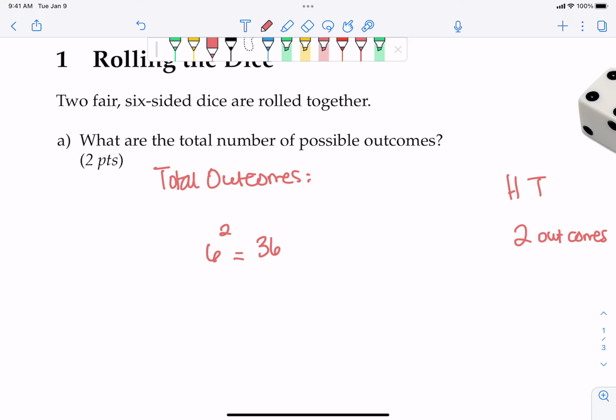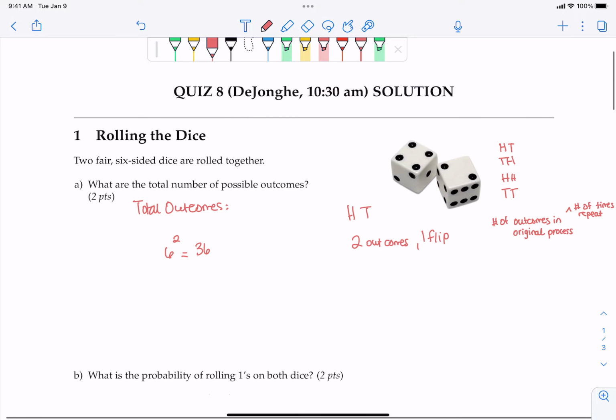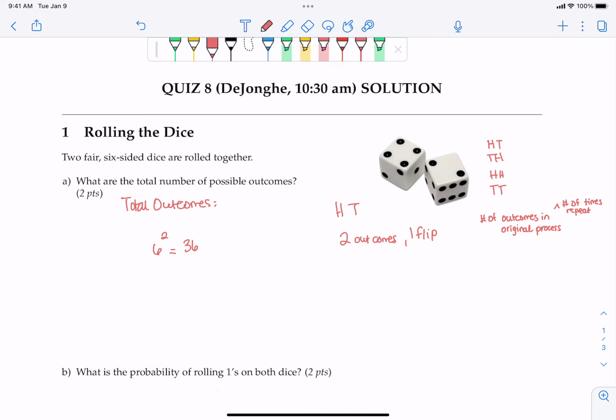Yeah, so you have to make sure it's not multiplying, you raise it to the power of, right? So if I repeated this 3 times, it would be 6 to the 3rd. If I repeated it 4 times, it's 6 to the 4th, and so on and so forth.